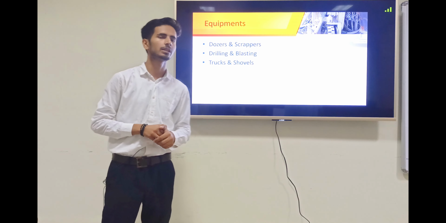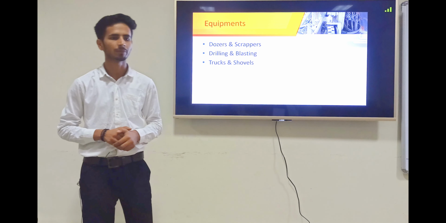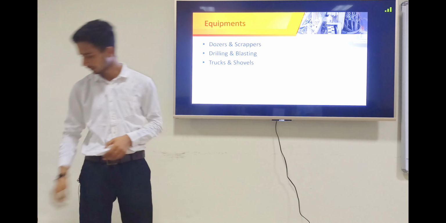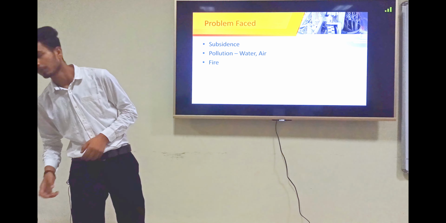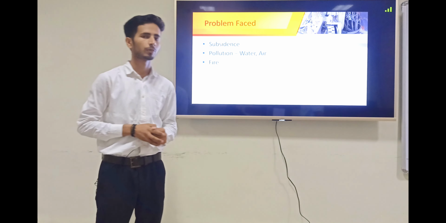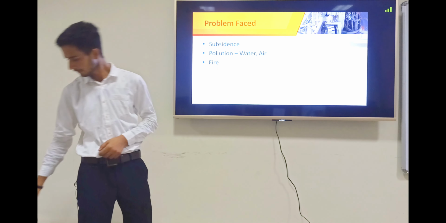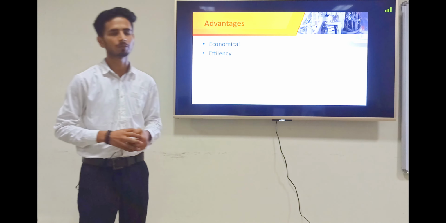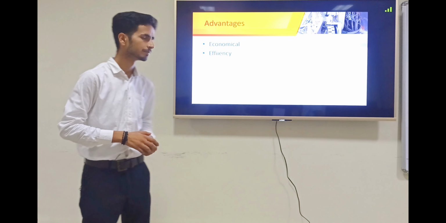Shovels: there are currently three types of shovel: hydraulic shovel, stripping shovel and the quarry mine shovel. Problems faced in mining are the problems of subsidence, fire and water, and pollution of air and water. Advantages of auger mining are that it is economical and it is efficient.